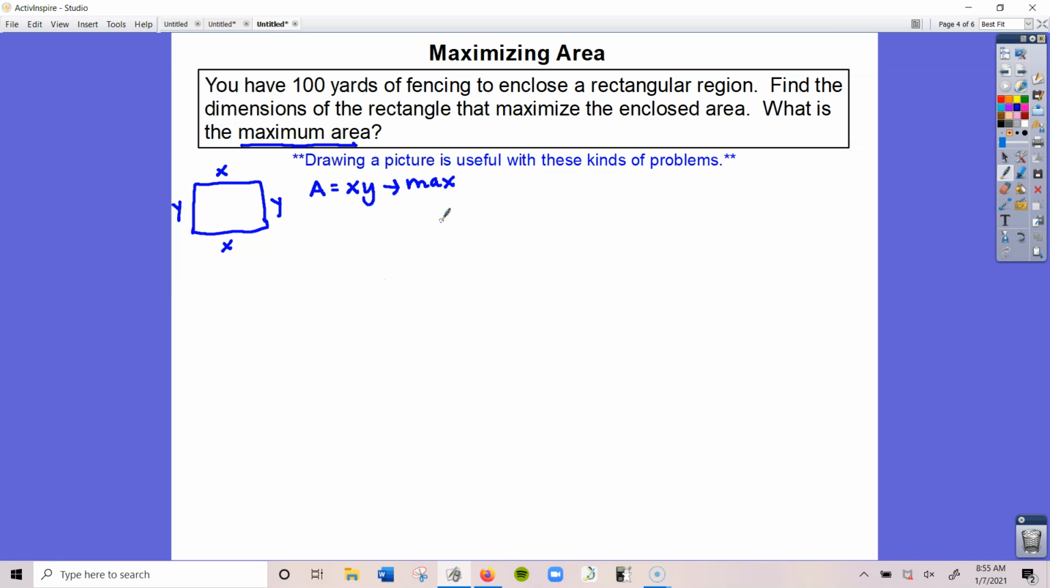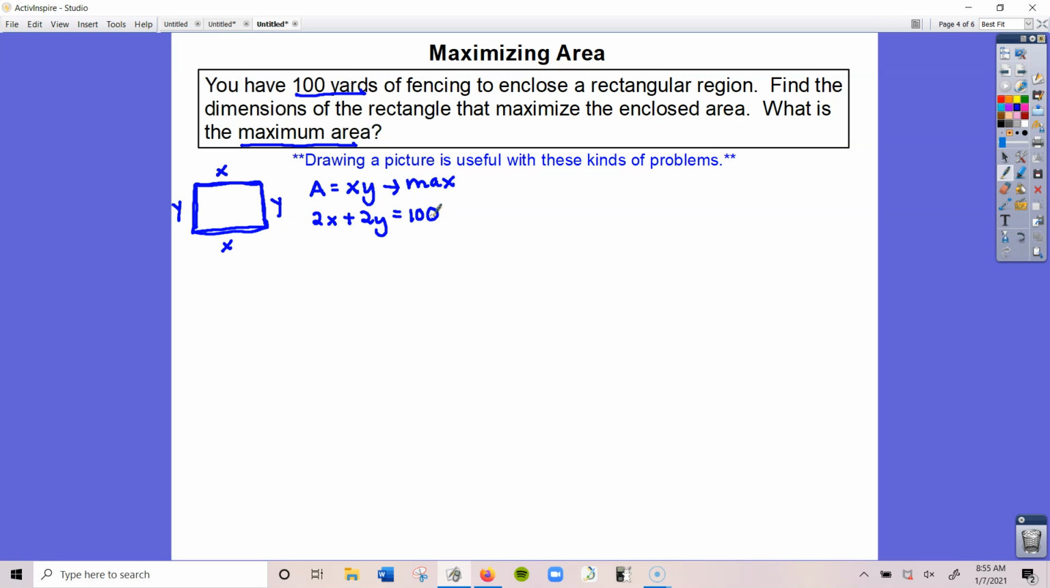Now my constraint comes from the other given information. We are told that we have 100 yards of fencing to enclose the rectangular region. 100 yards of fencing means that I have enough fencing to cover this side and this side and this side and this side, basically the perimeter of the rectangle. So the perimeter of the rectangle is going to equal 100 yards. So if I add everything together, x plus y plus x plus y, that would give us 2x plus 2y, and it's going to equal 100.